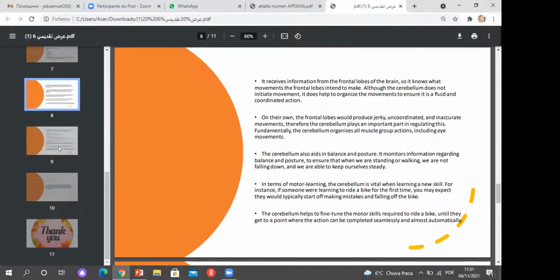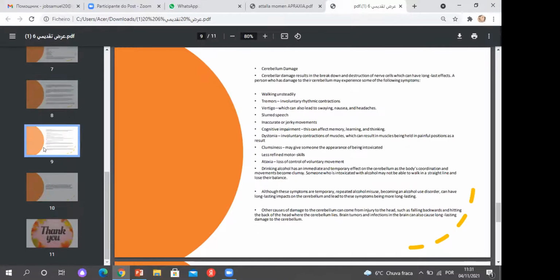In terms of motor learning, the cerebellum is vital when learning new skills. For instance, if someone were learning to ride a bike for the first time, you may expect they would typically start off making mistakes and falling off the bike. The cerebellum helps to fine-tune the motor skills required to ride a bike until they get to a point where the action can be completed seamlessly and almost automatically.